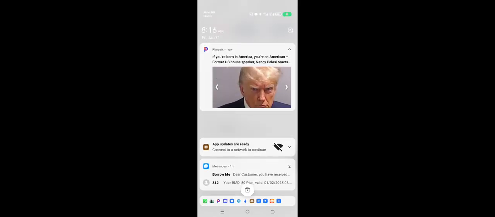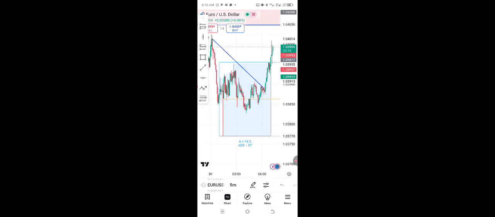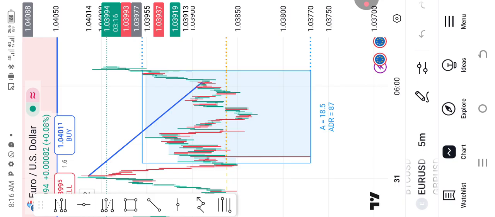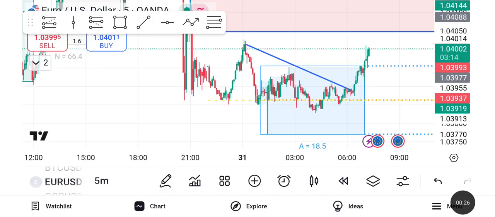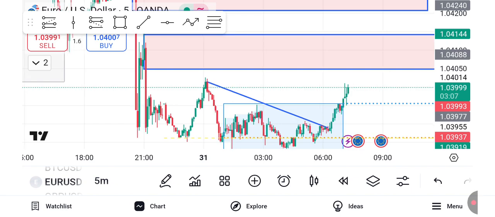I want to be doing a top-down analysis on GBPUSD and EURUSD, and let's see what's likely to happen. Today is Friday, January 31st. This is the last Friday of the month. So we have to be very careful, right?